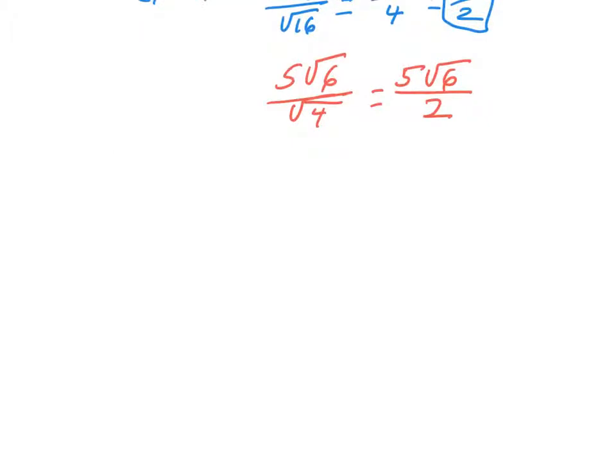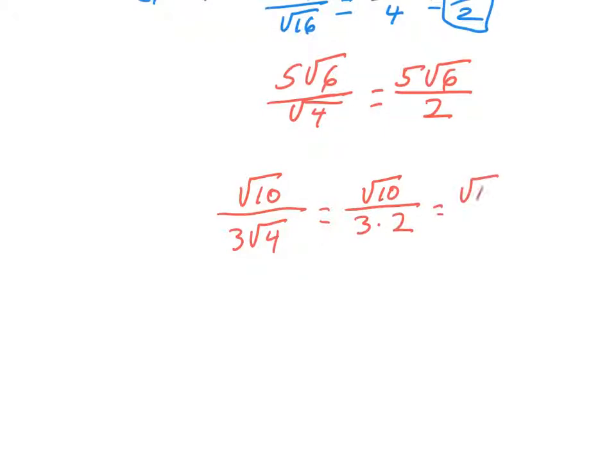Okay, let's try this one. We're going to do square root of 10 over 3 times the square root of 4. Alright, so let's look at square root of 10. That we can't do anything with. We can't simplify it. But square root of 4 is 2. So we'll get 3 times 2. So this is going to equal square root of 10 over 6. Okay, so far we've done pretty good. We haven't had to do our rule where there's no radicals in the denominator.